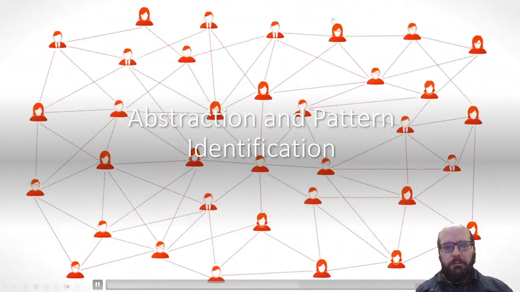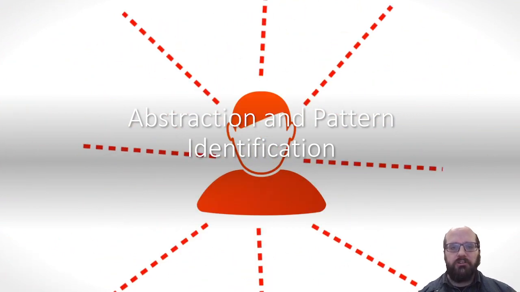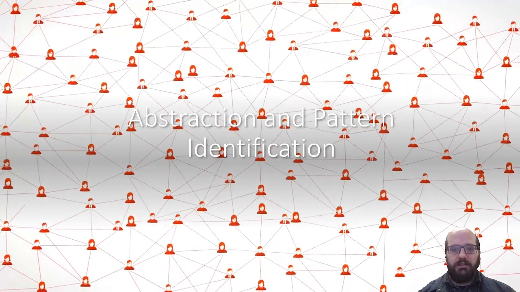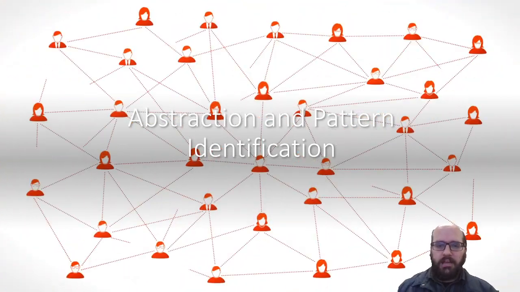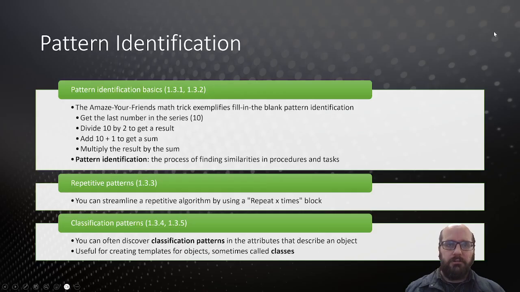So today we're going to talk about abstraction and pattern identification. The idea of abstraction and pattern identification is, well, first off, it's abstraction, but secondly, which we'll discuss in a little bit, it's just finding patterns that allow us to make our programs more efficient.